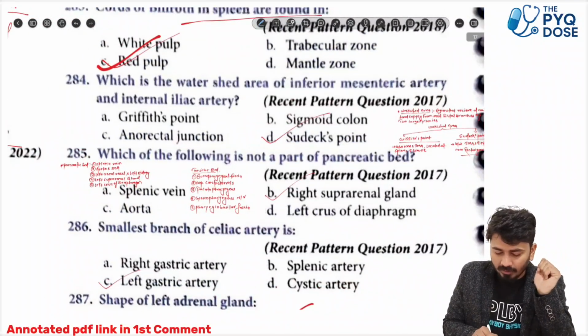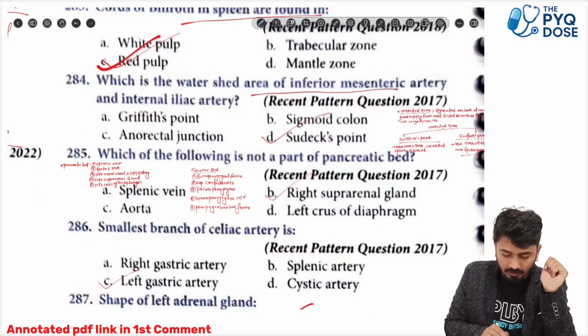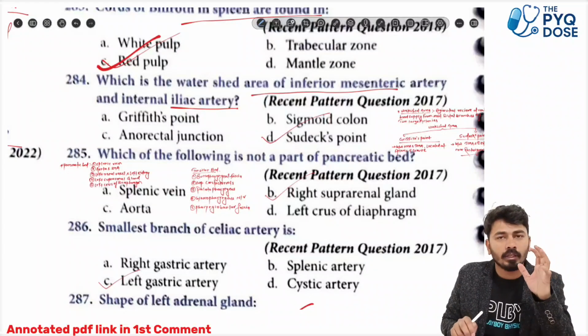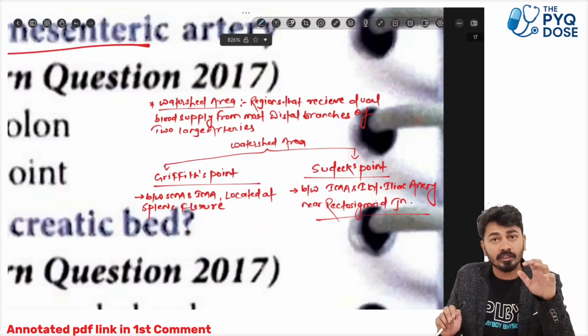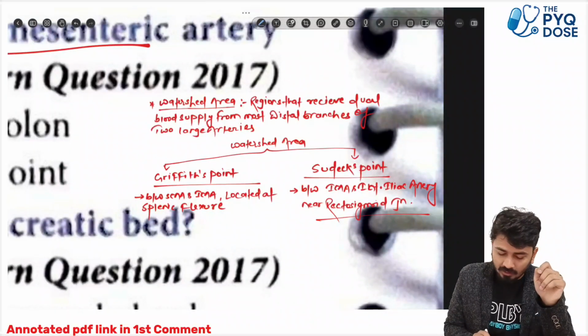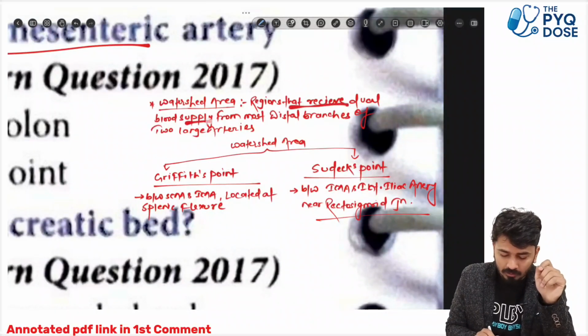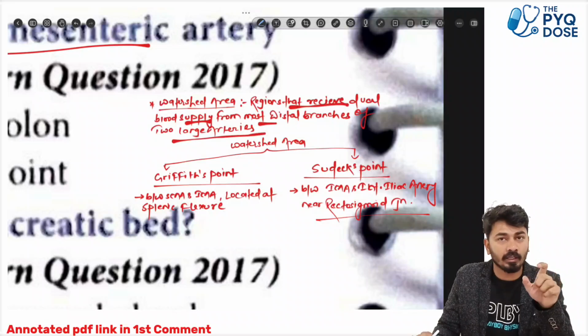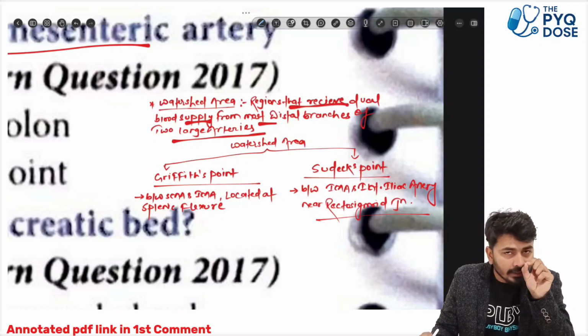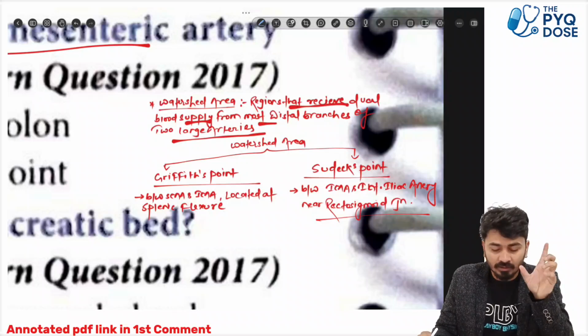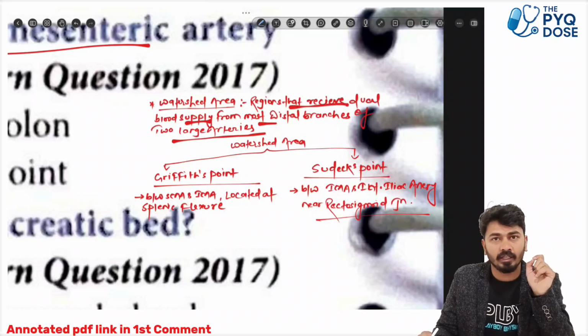What is the watershed area of inferior mesenteric artery and internal iliac artery? So first let us know what is watershed area. What does watershed area mean? Watershed area means regions that receive dual blood supply from the most distal branches of two large arteries. Simply remember that generally the regions which get dual blood supply are nothing but watershed areas.